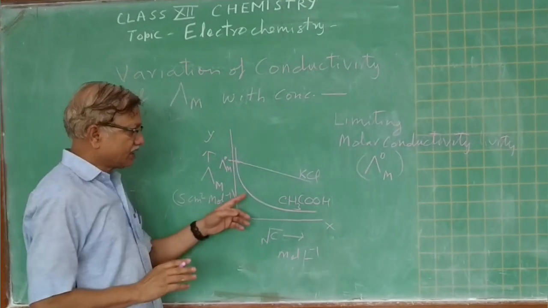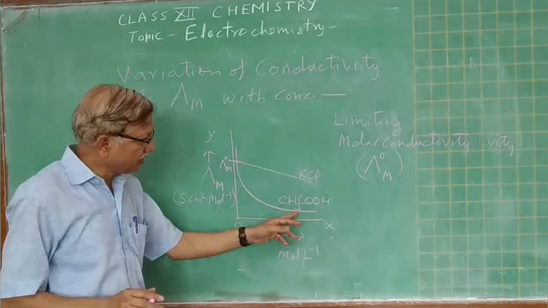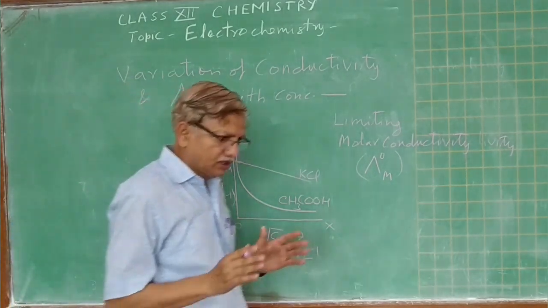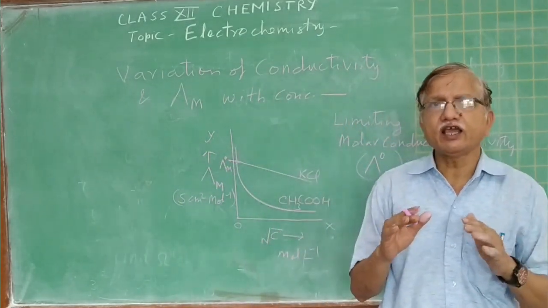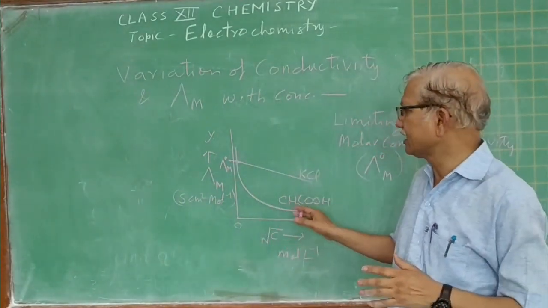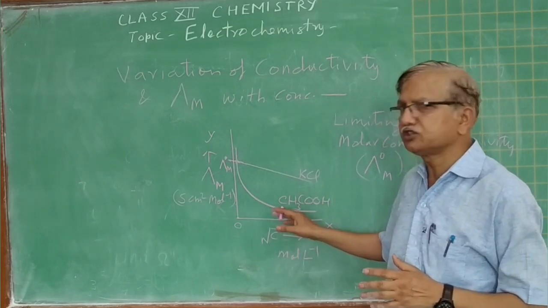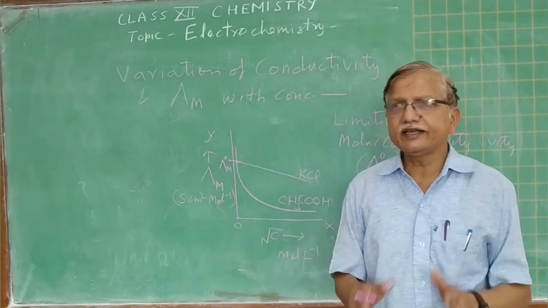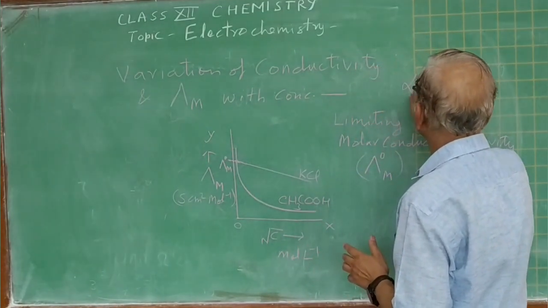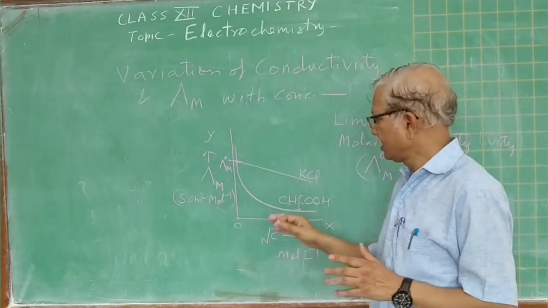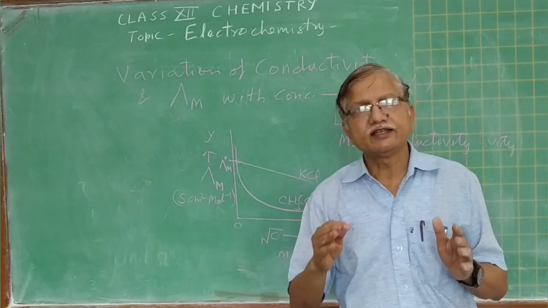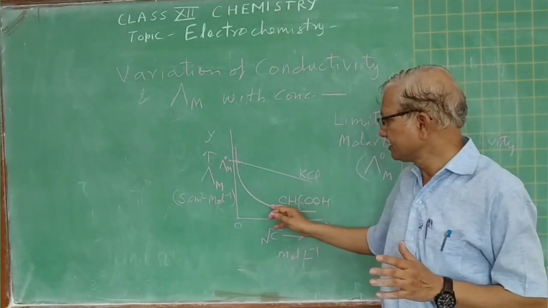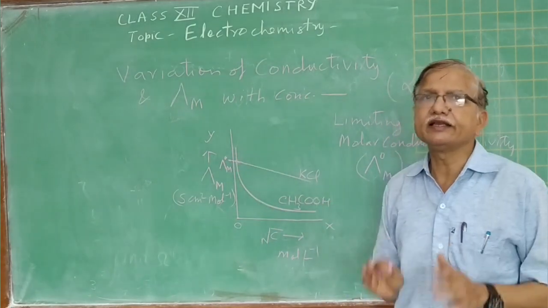First I explain why the molar conductivity of a weak electrolyte increases on dilution. For a weak electrolyte, as we increase the dilution, molar conductivity increases because on dilution the degree of dissociation, alpha, increases. When the degree of dissociation increases, the number of ions increases, so the molar conductivity also increases.